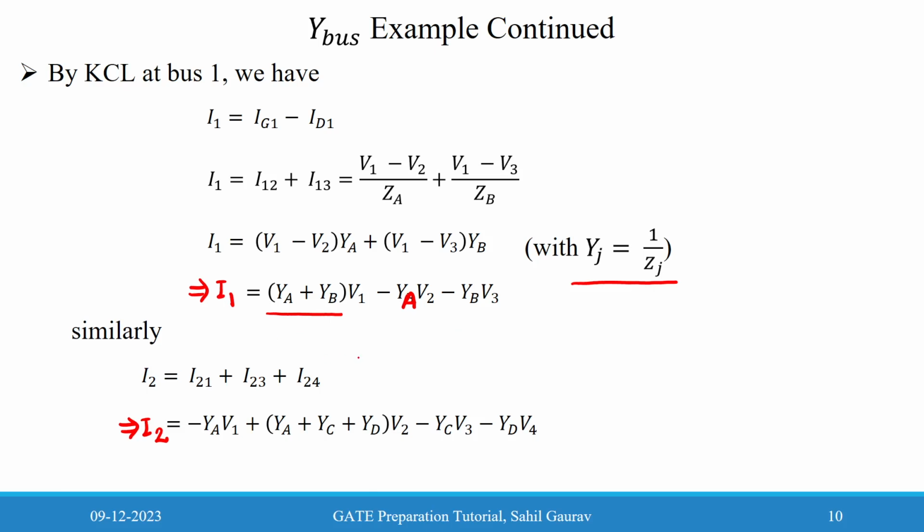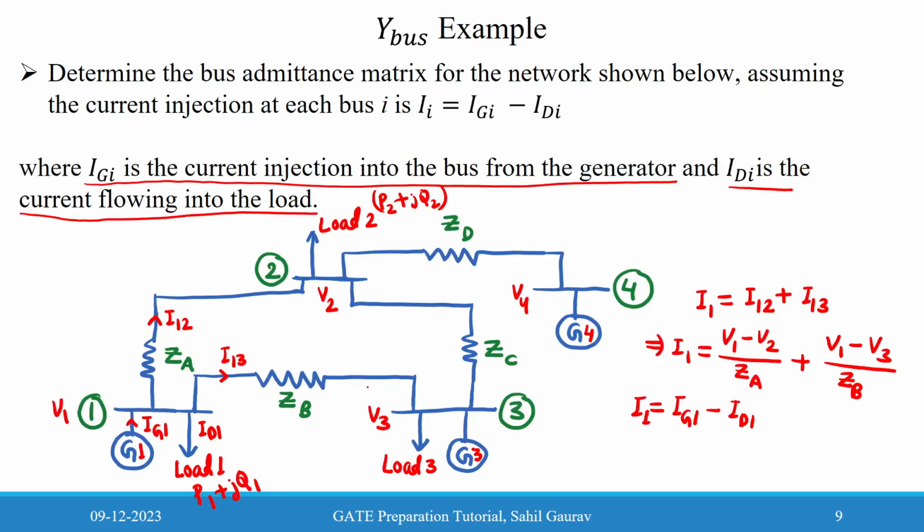Sir, at a bus we are assuming all the current is outgoing only. Yes. Rather than assuming current I1 from bus 1 to bus 2, at bus 2 if you write KCL, then all the current is outgoing. That is why we can say current injection into the bus. Whatever amount of current leaves, that denotes the current injection.